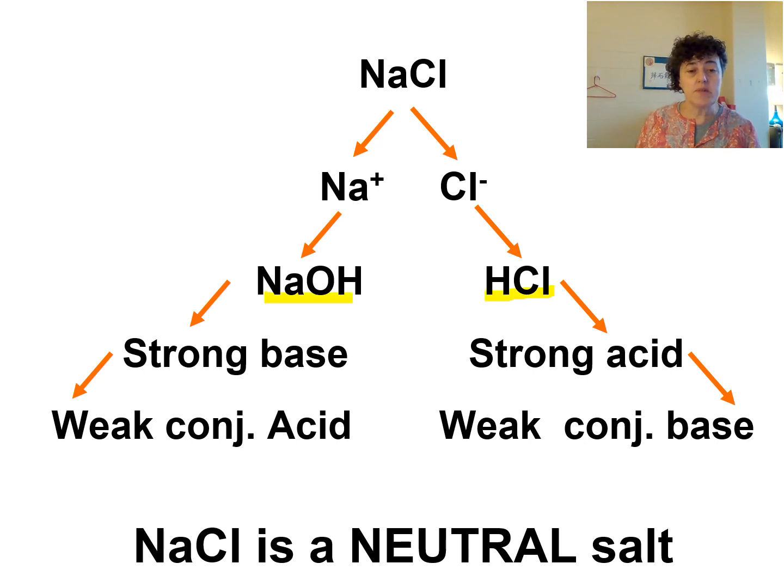The next step is to classify them as either strong or weak. So NaOH is a strong base, therefore the conjugate acid is going to be extremely weak. Hydrochloric acid is a strong acid, therefore the conjugate base is going to be extremely weak. So NaCl is going to be neutral.